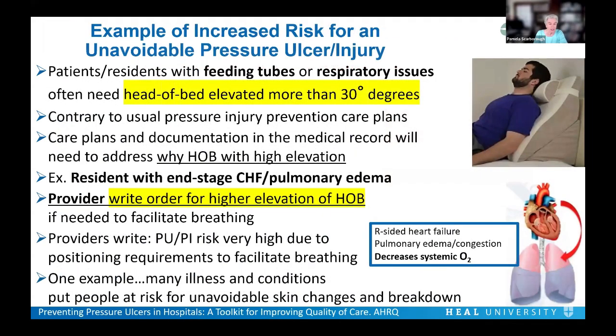There is a type of unavoidable pressure injury. Think about this. You have a person that's in stages of congestive heart failure. So they're having right-sided heart failure, they're having pulmonary edema and congestion, and it decreases the systemic oxygen. So this person, they want the head of the bed lifted.